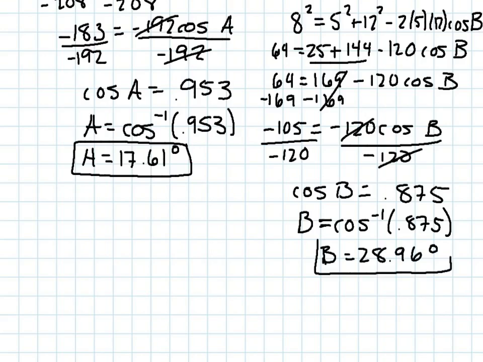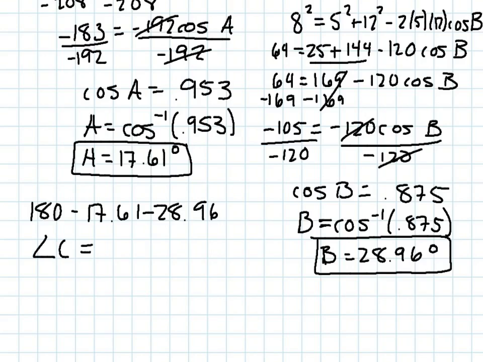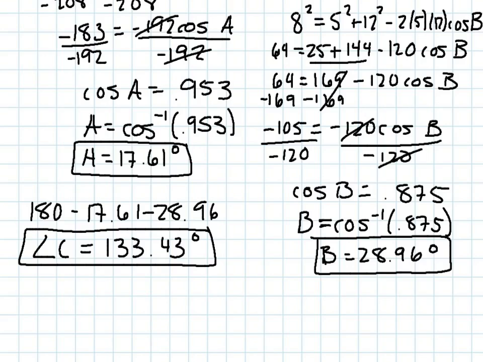will give me an angle of 28.96. So now, to find angle C, I need to take 180 minus 17.61 minus 28.96. So for angle C, that would get me 133.43, which makes sense because that is the biggest angle, it is opposite of the biggest side, which is 12. So then there are my three angles.